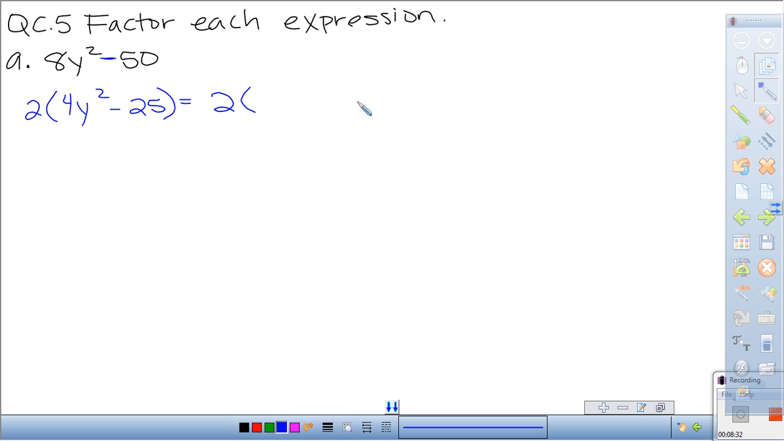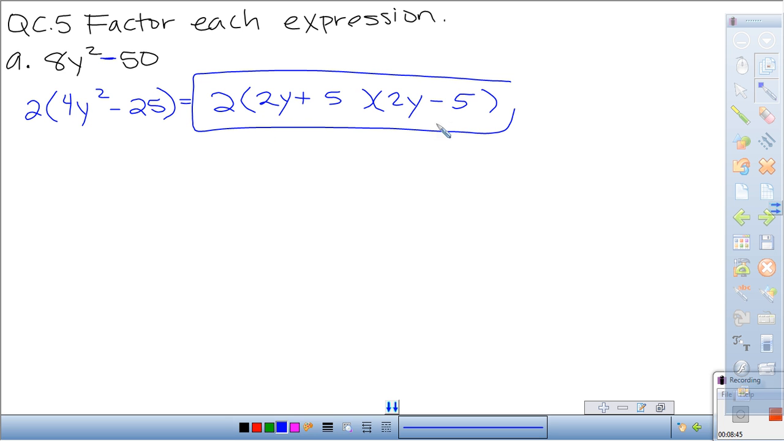So we have 2 times, one addition, one subtraction. The square root of 4y squared is 2y, and the square root of 25 is 5. So here's our answer, and you can check it by, again, FOILing it out.